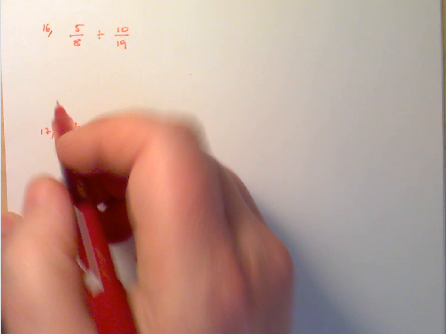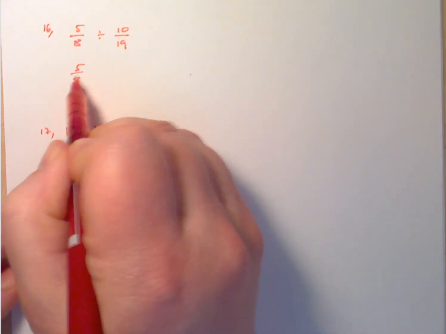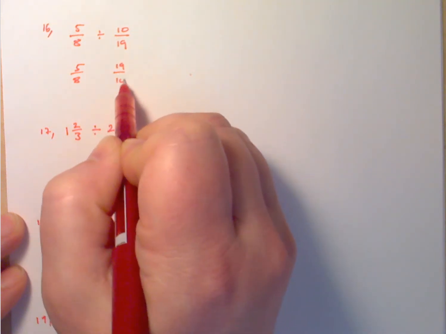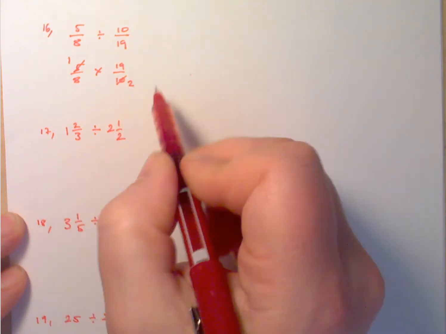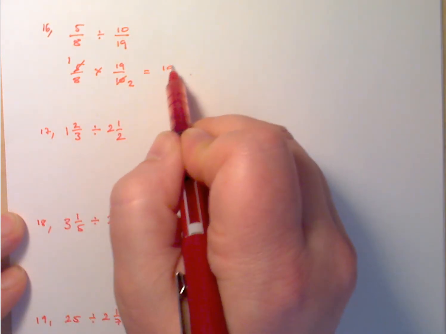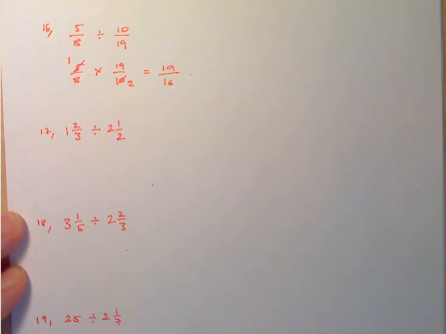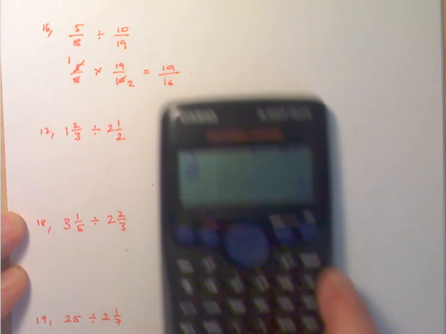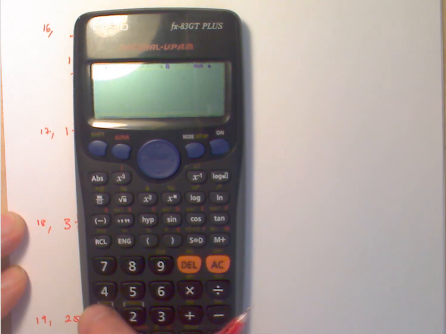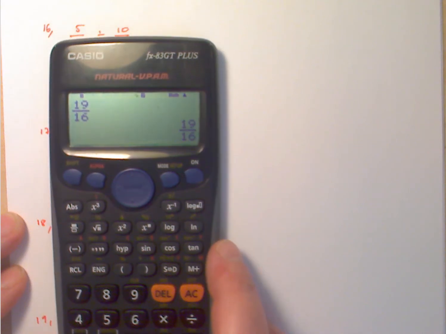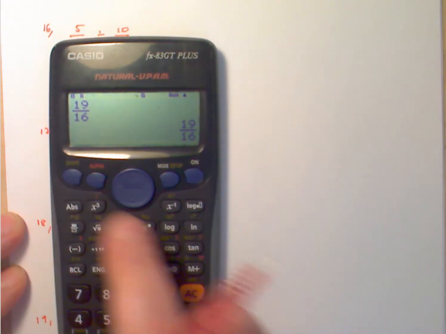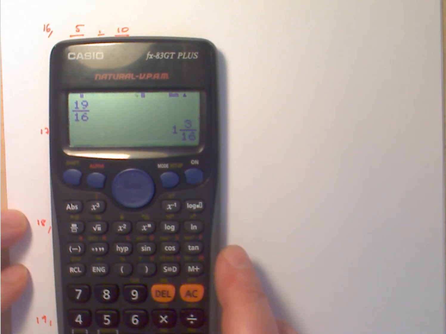Okay, carrying on, I'm going to stick, flip, and multiply. Just to save a bit of time, but sometimes it's actually faster than using a calculator, I'm going to get 19 over 16. And that one, you can see that here I've got an improper fraction. So I'm going to go 19 over 16, press equals, and it doesn't cancel it down. But I do need to give it as a mixed number. So remember, shift, then SD, and we get 1 and 3/16.